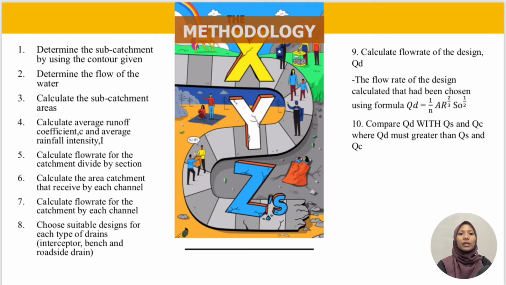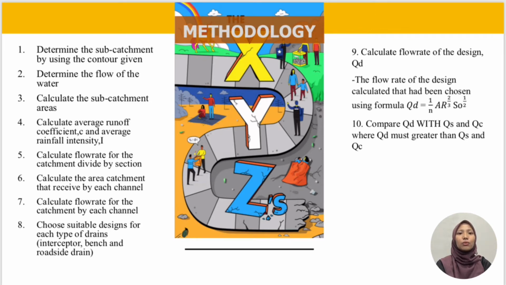After getting information on area, which is A, C and I, calculate the flow rate for the catchment divided by section using formula Qs equal to CIA over 360. The rational equation is a simple method to determine peak discharge from drainage basin runoff. It is the most common method used for sizing sewer system.